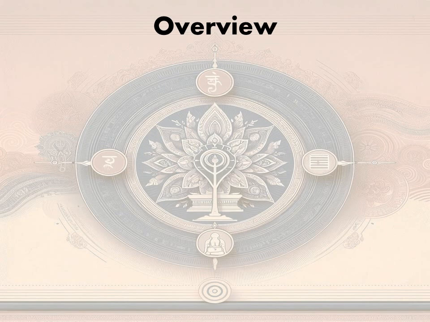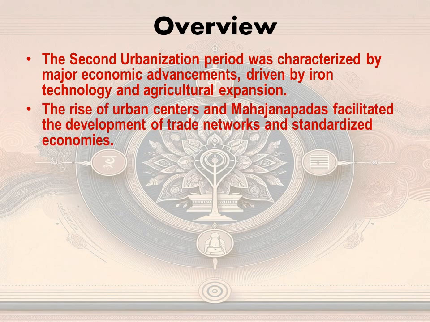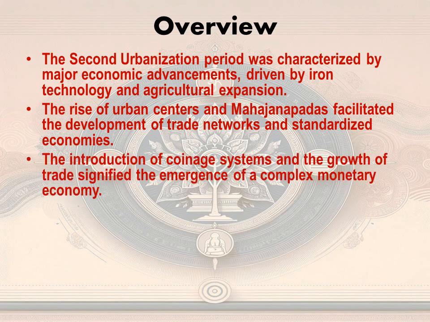Now, overview. Here we will go through a discussion regarding everything we have learned in this presentation. The second urbanization period was characterized by major economic advancement driven by iron technology and agricultural expansion. The rise of urban centers and mahajanapadas facilitated the development of trade networks and standardized economies. So, for the first time, we find trade networks in the Gangetic Valley, and that was possible because of standardization in weights and measures.